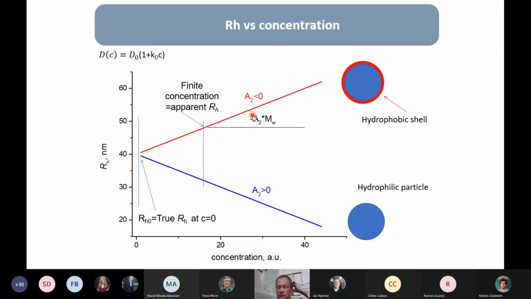And to get the real, the true diffusion coefficient, you have to measure a series of concentrations, and then extrapolate this dependence of the diffusion coefficient to infinite dilution here. From that, you will get an idea about the true diffusion coefficient, and then after that, you can actually calculate the true hydrodynamic radius.